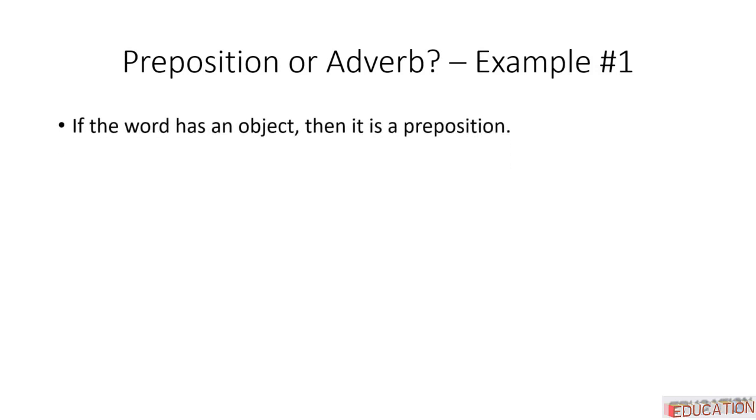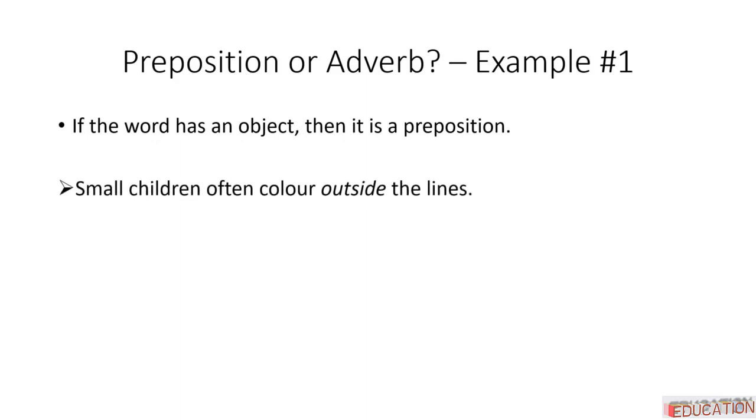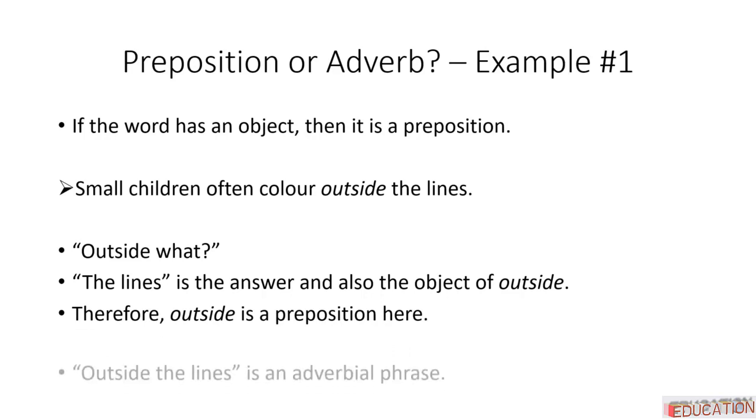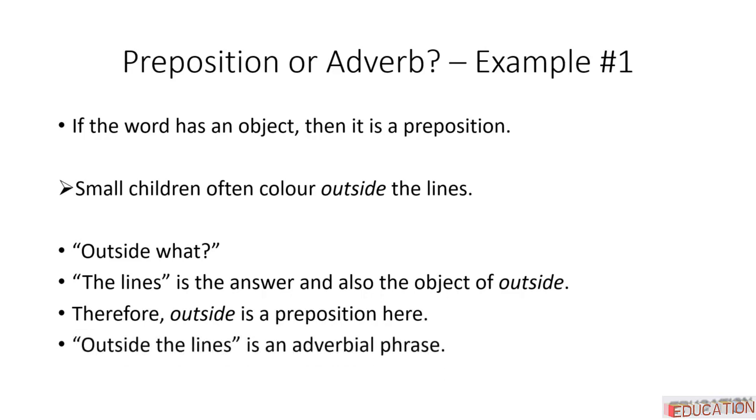So look at the first example, and if the word has an object, then it's a preposition. So small children often colour outside the lines. Outside what? The lines is the answer, and the lines is also the object of outside. Therefore, outside is being used as a preposition here. And outside the lines is an adverbial phrase describing how they colour. Colour being used as a verb here.